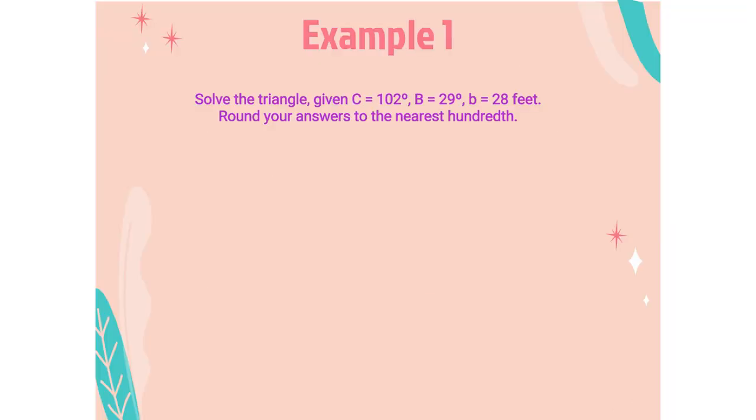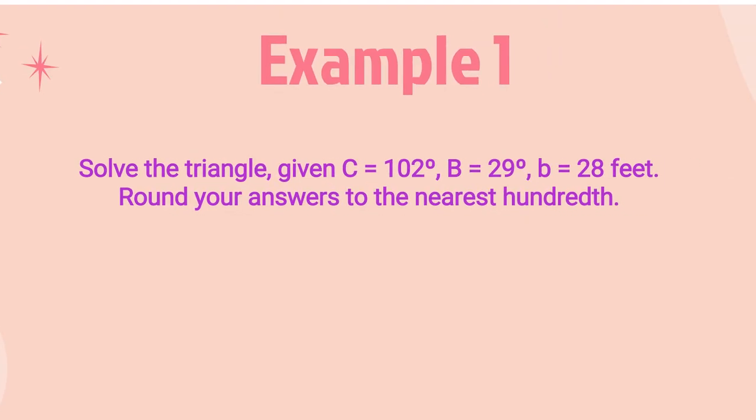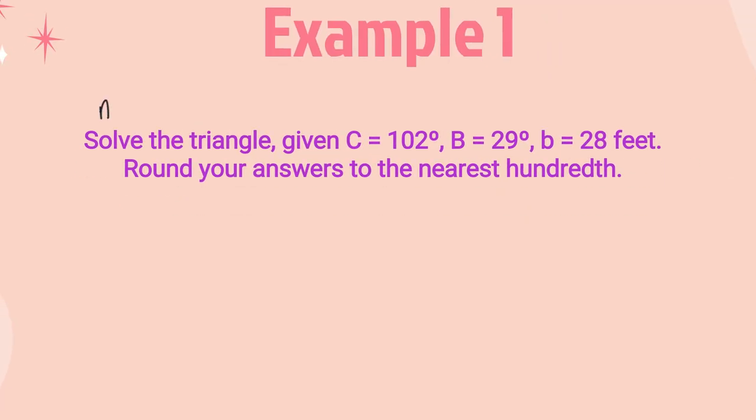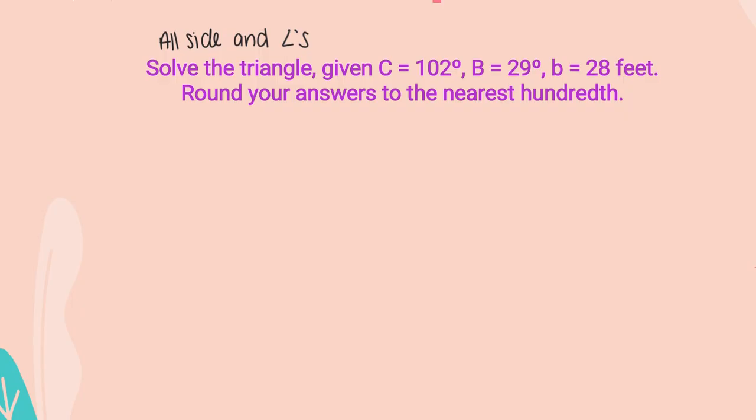All right, looking at this example, it says solve the triangle. Remember, when you have a question that says solve the triangle, you have to find all sides and all angles. Okay, and it says round your answer to the nearest hundredth. So first thing I like to do for this type of question is they're giving me angle C, they're giving me angle B, and side B. How do I know they're angles? It's one, a capital letter, and I have a degree sign. Anytime you have the degree symbol, it has to do with an angle.